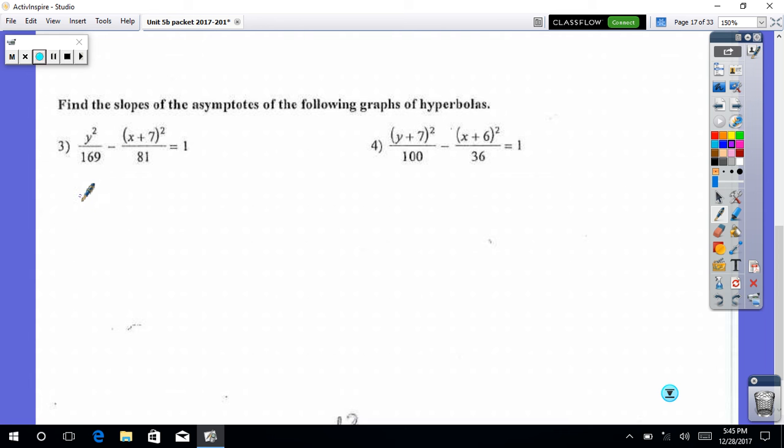Okay, some more. So we have the square root of 169 over the square root of 81, plus or minus the square root of 169. That is ugly. 13 over 9. Again, all I have to do is remember that the y is on top of the x. Always rise over run. That's all you have to remember, is that the y is on top of the x.